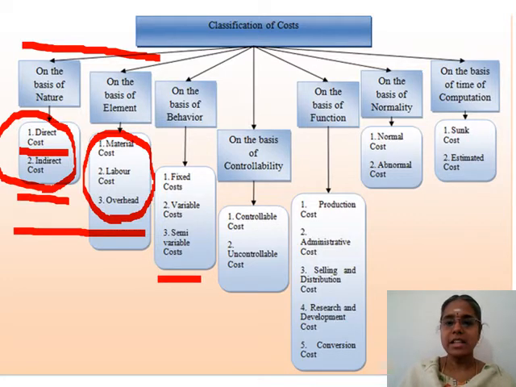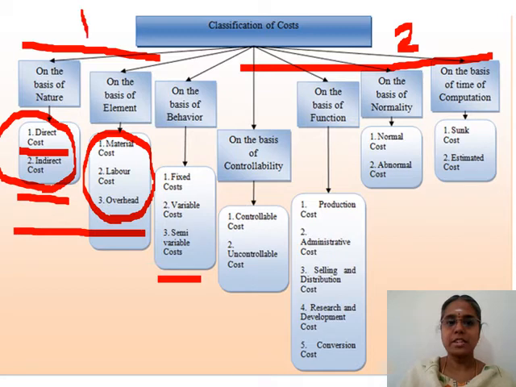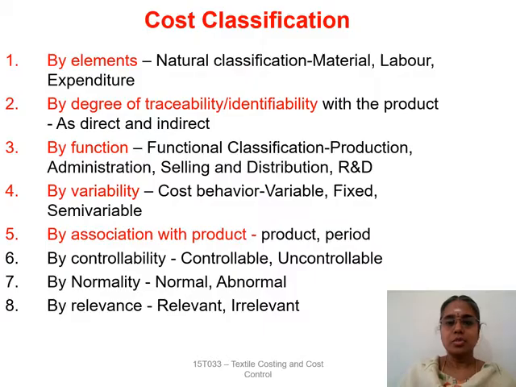The other things are of secondary importance compared to these, which are of first importance. That is, only by knowing this can you understand costing. Without this knowledge, you cannot understand costing. So we have, in detail, by elements, material.